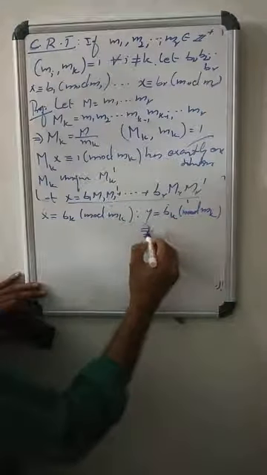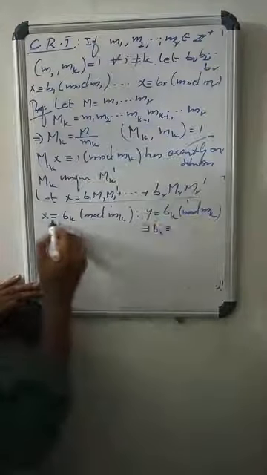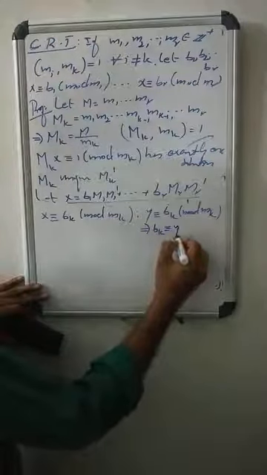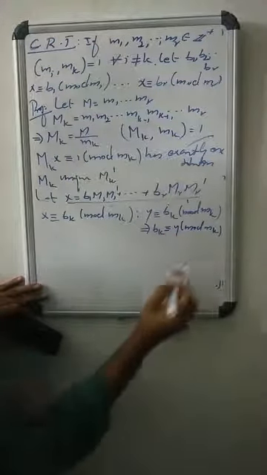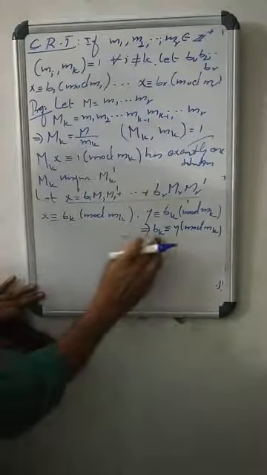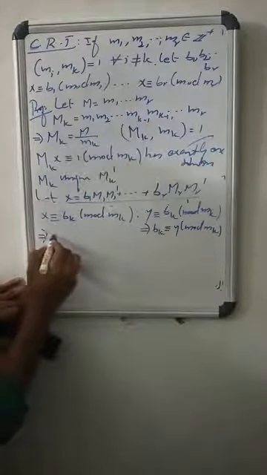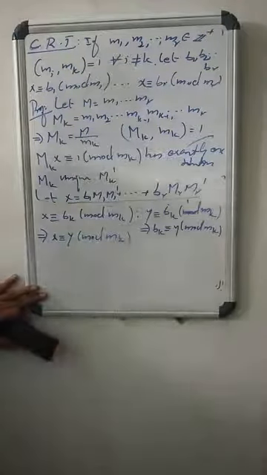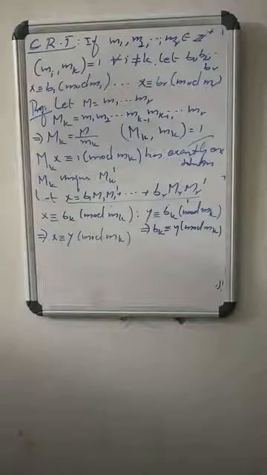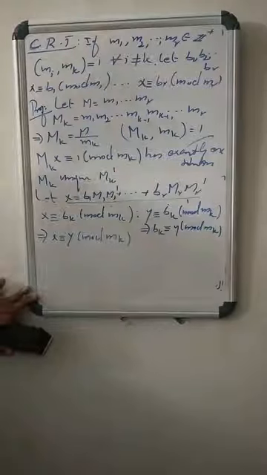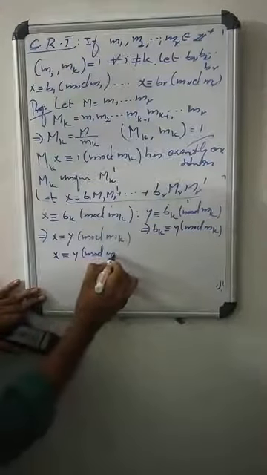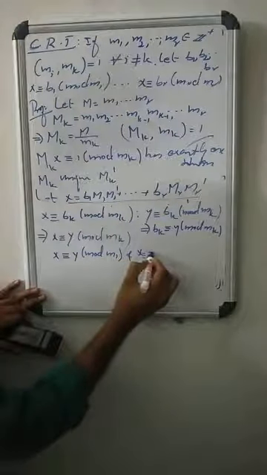y ≡ bk mod mk means, by symmetry, bk ≡ y mod mk. So x ≡ bk mod mk, but bk ≡ y mod mk. By transitivity, we have x ≡ y mod mk, where k = 1, 2, etc., to r. Then we have x ≡ y mod m1 and x ≡ y mod m2.